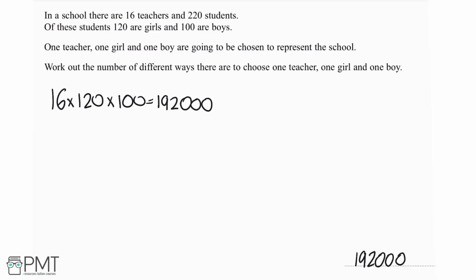So we get the first mark for our working here, doing 16 multiplied by 120 multiplied by 100. And the second mark for the correct answer.